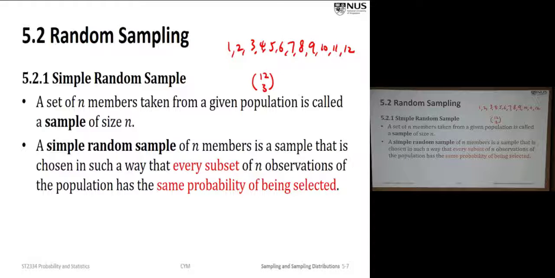So one example of a sample is like this: 1, 8, 9. So this is one sample. Altogether, there are so many samples out there. All right. So each one is equally likely to be selected.